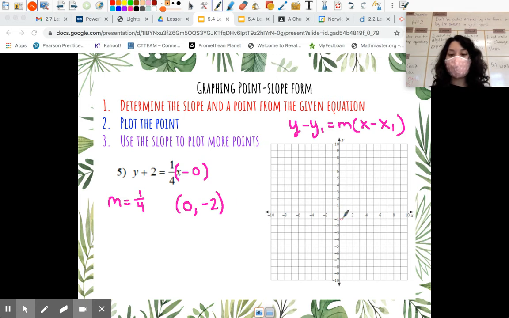I'm going to start by plotting the point. It sits right on the y-axis. I go 0 spaces left and right and then down 2. And then I can go up 1 and right 4 using my slope, my rise and run, or I could reverse the directions and go down 1 and left 4. Connect, arrows. I probably could have connected that a little bit better, but that's okay.